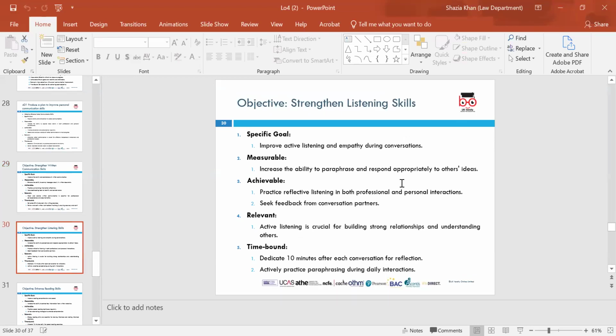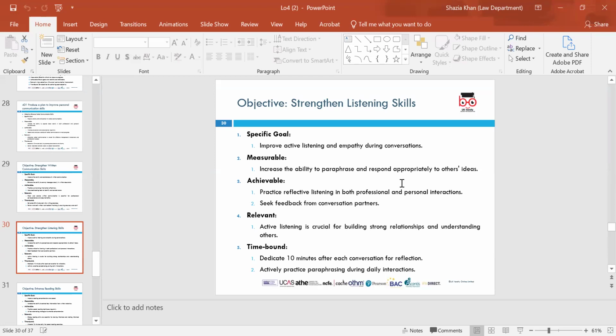The next SMART goal is for the objective of strengthening listening skills. The specific goal is to improve active listening and empathy during conversations. The measurable is to increase the ability to paraphrase and respond appropriately to others' ideas. The achievable is to practice reflective listening in both professional and personal interactions, and seek feedback from conversation partners, which will help you improve your listening skills and strengthen them.